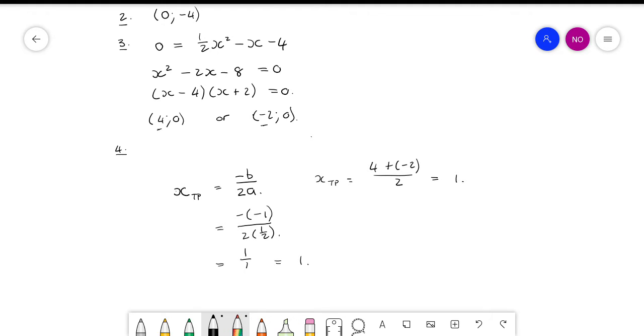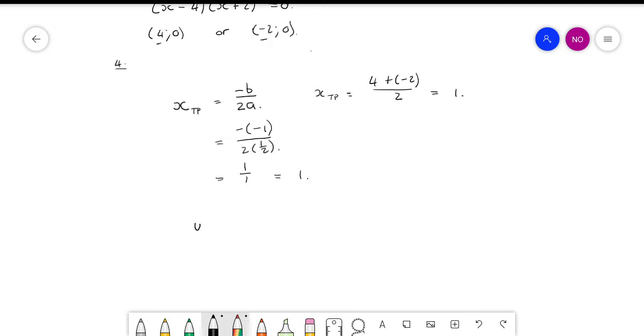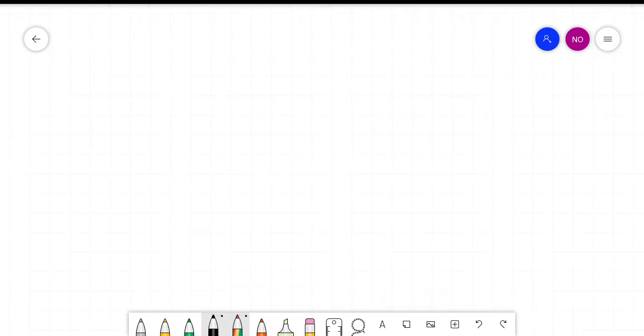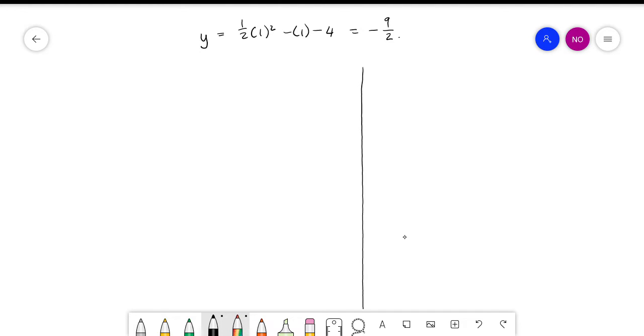Okay. How do we get the y value? Substitute back into the original, right? So it's a half times 1 squared minus 1 minus 4, which is negative 9 over 2. In other words, our turning point will be at 1 and negative 9 over 2. Okay, at this point I'm going to draw it first. I'm going to draw it big because we're going to answer questions about this. So make sure yours has enough place for some notes.